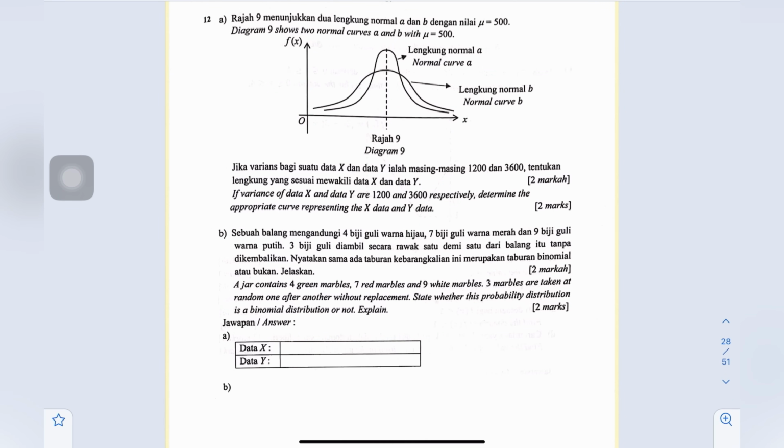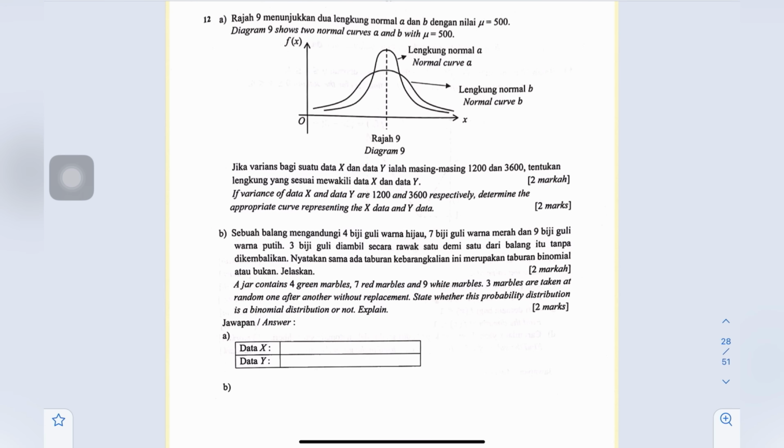12a, diagram 9 shows 2 normal curves A and B with mu equals 500. If the variance of data x and data y are 1200 and 3600 respectively, determine the appropriate curve representing the x data and y data. Okay, so actually variance can determine the dispersion of the normal curve. Standard deviation is the square root of variance. So if we have big variance, it means big standard deviation, and small variance means small standard deviation.